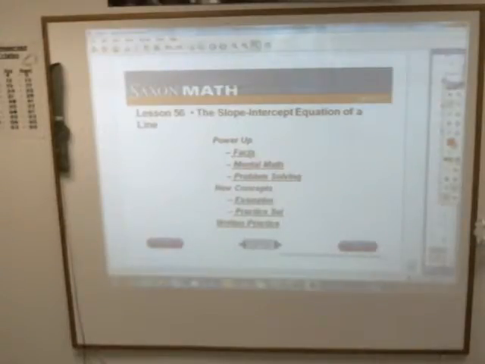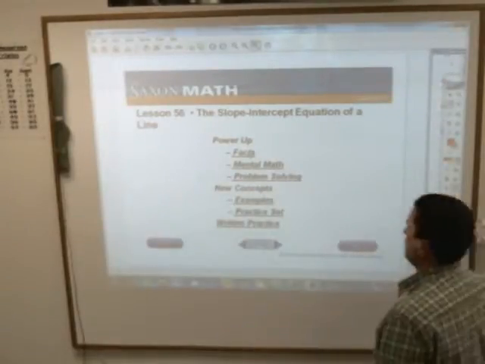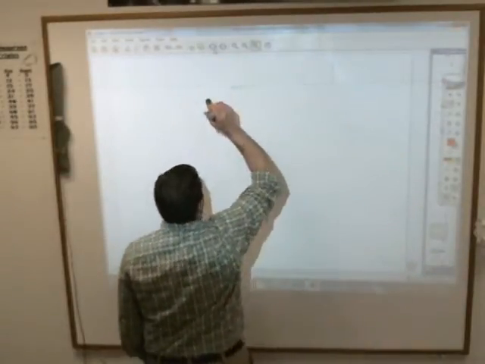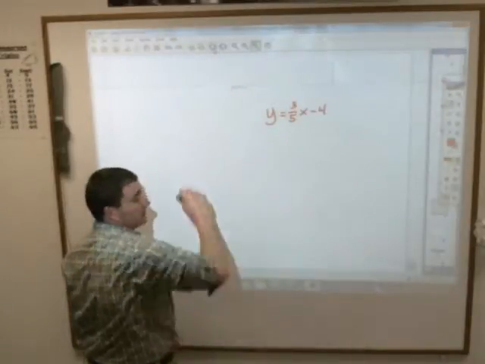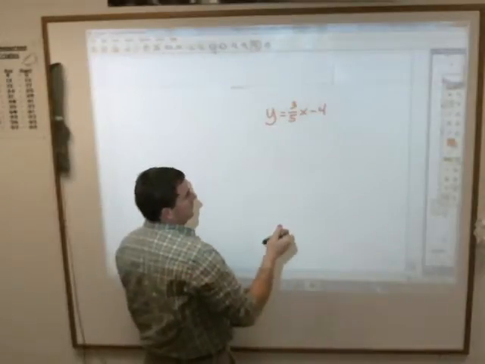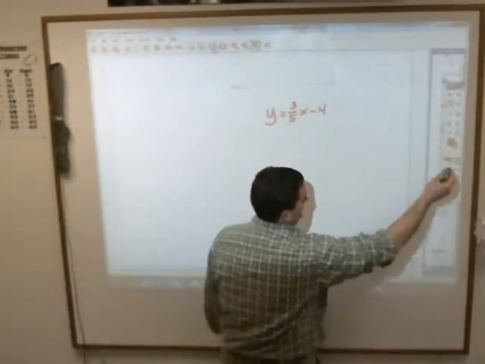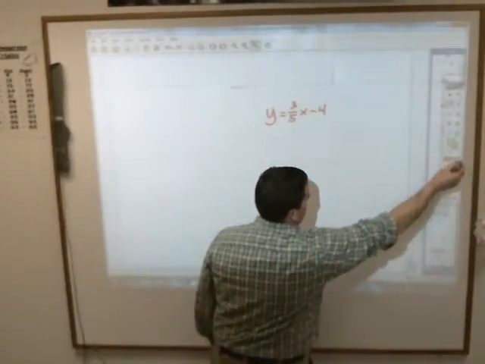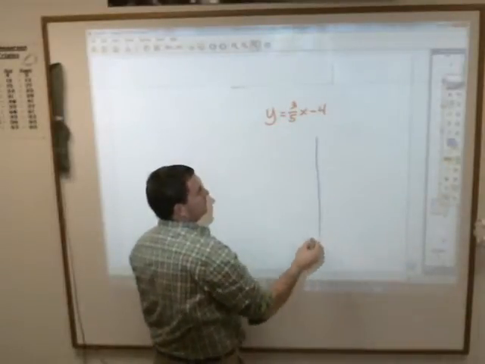What was your first point that you started with? What was your -4? You put a dot there? So from that dot, you go up 3 over 5. Which way makes it positive? So, this is it, children. Here you go. You've got a nice graph.